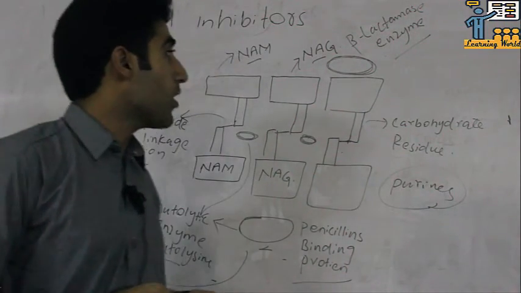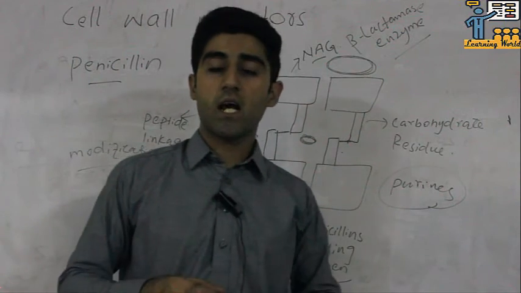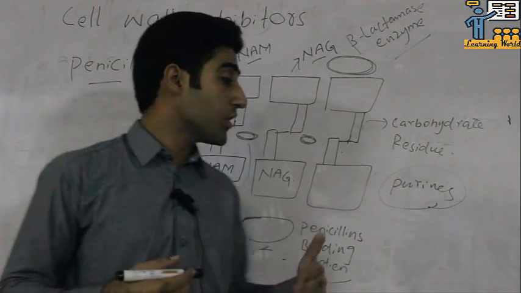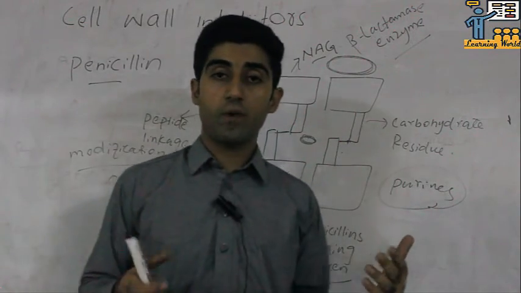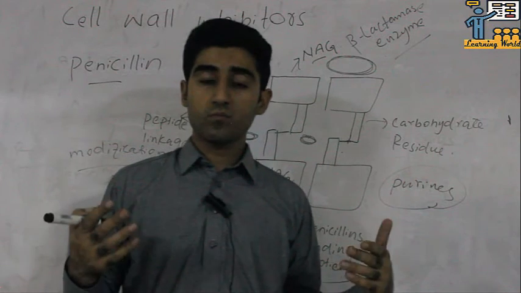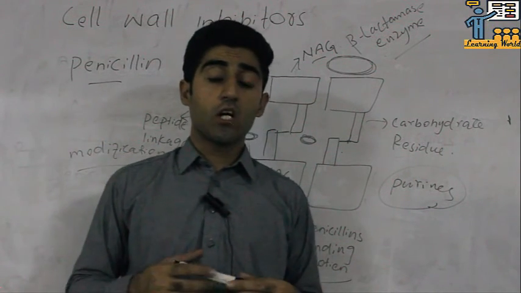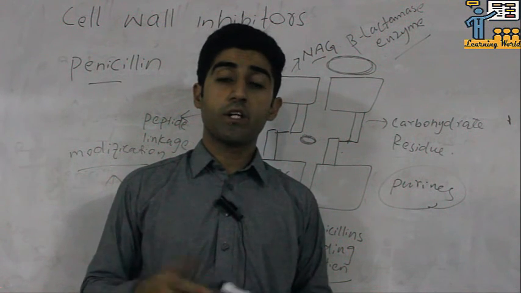Now we will discuss the beta lactamase inhibitor. There are certain types of beta lactamase inhibitor which improve the mechanism of action of penicillin. Some beta lactamase inhibitors are decoy molecules such as clavulanic acid, and others are sulbactam, tazobactam, etc.